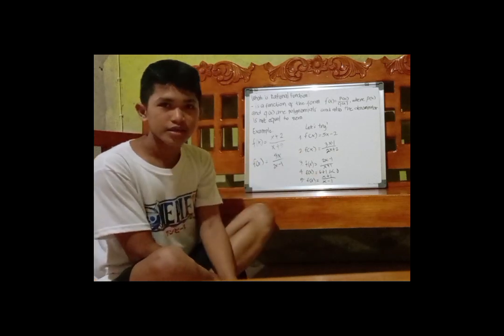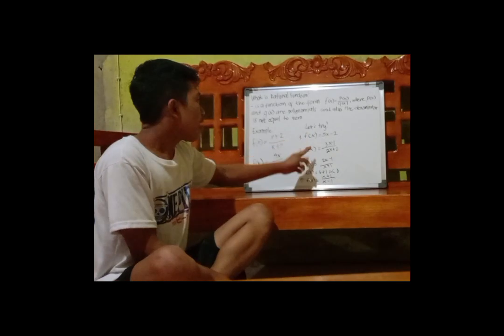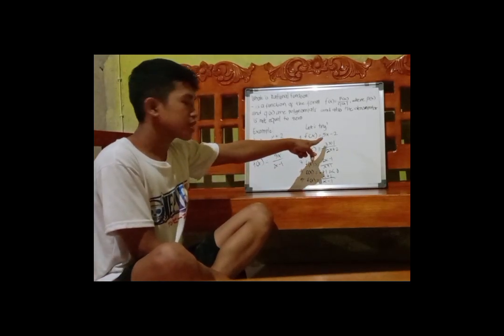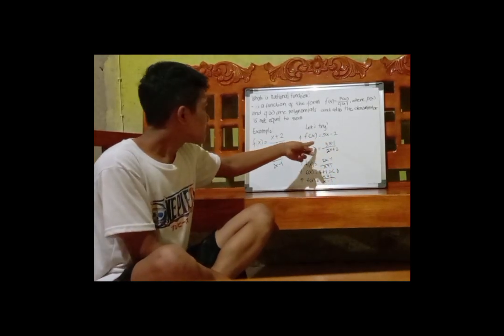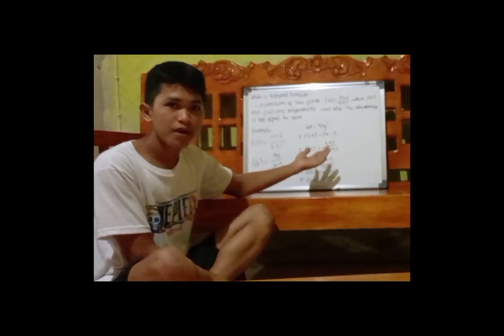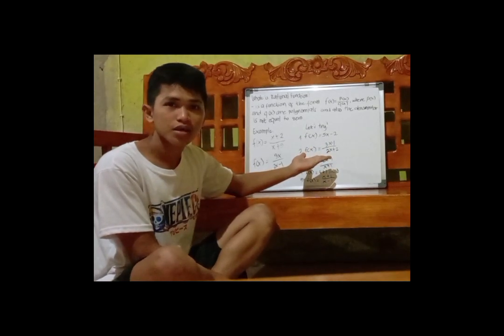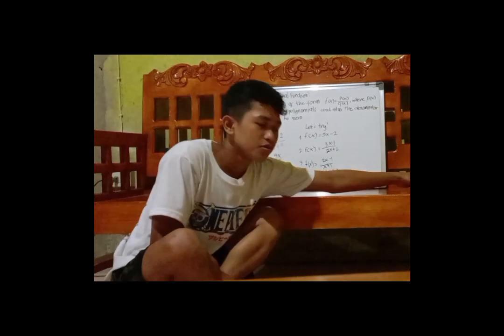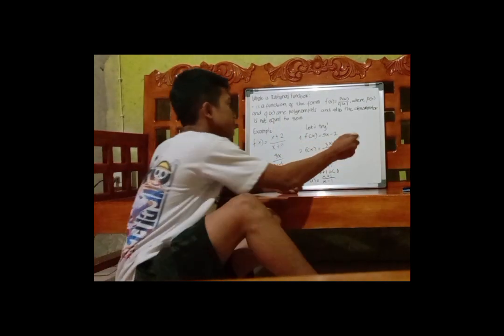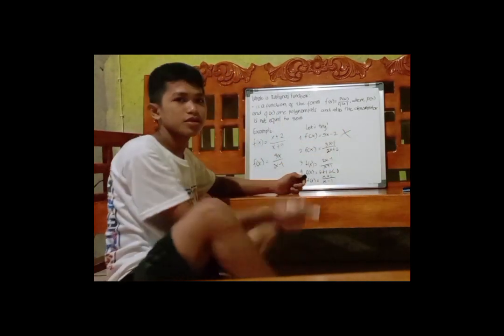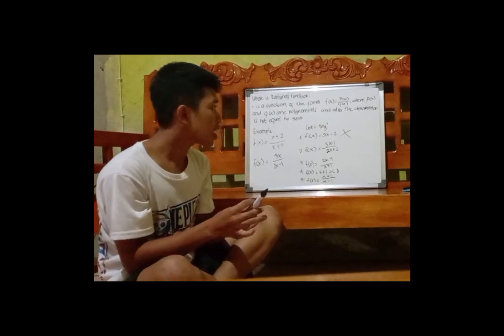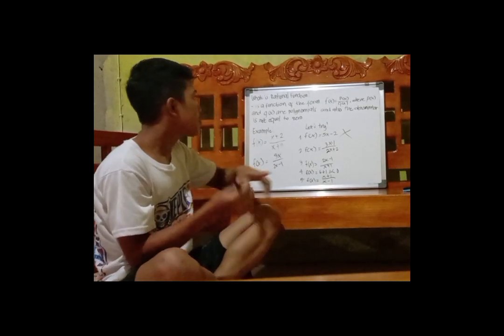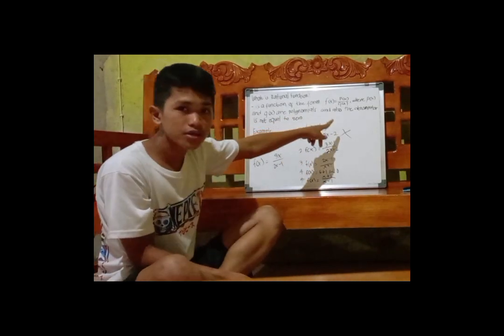And let's try. Number 1: f of x is equal to 5x minus 2. Do you think this is a rational function? No. This is not a rational function, because I said a rational function is a polynomial over a polynomial.